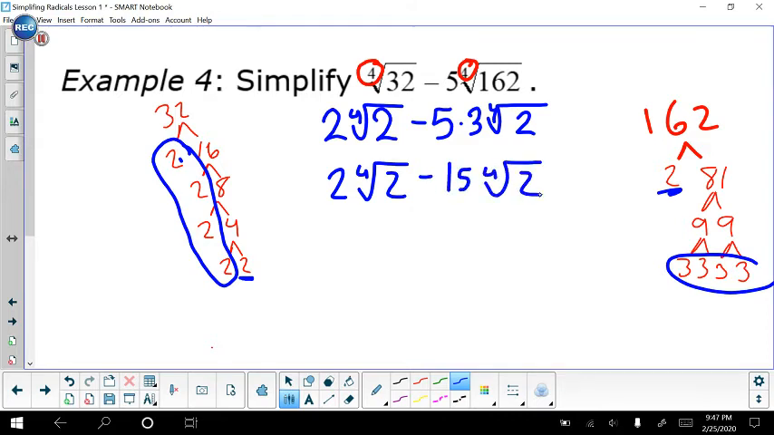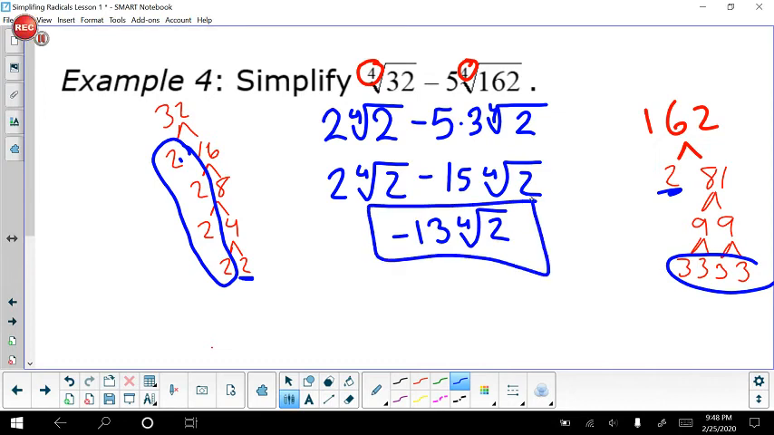Okay, now our radicands and our indexes are the same. So what we're going to do next is combine the coefficients. So 2 minus 15 gives us negative 13 in the 4th root of 2. Okay. So at that point, you've completely simplified. The index and the radicand have completely simplified. So we're going to move on to example 5.